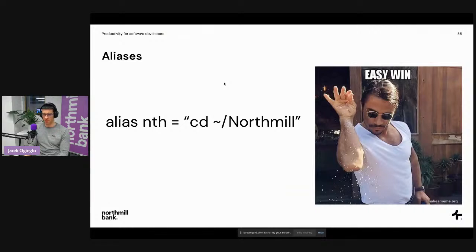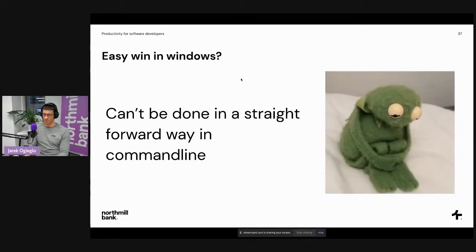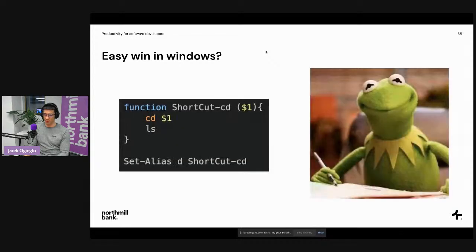But the easiest way to benefit from working with a terminal is just using aliases. Using an alias in Linux is pretty easy, but it's harder to define in Windows, and it can't be done in a straightforward way. But if you're using PowerShell, you can do it like that. You just define a function and use Set-Alias to define an alias.